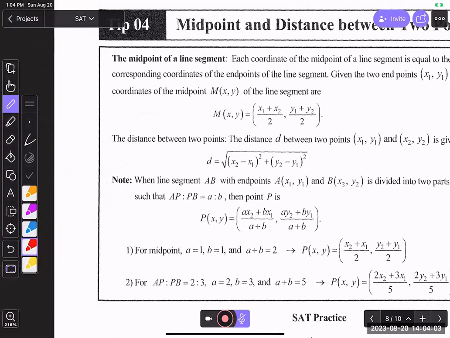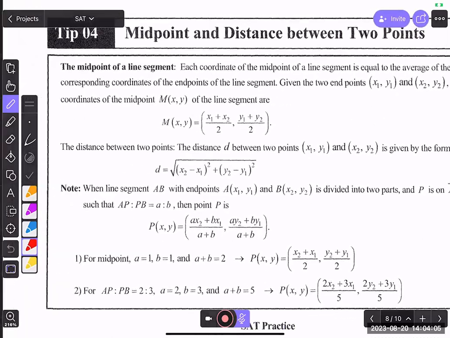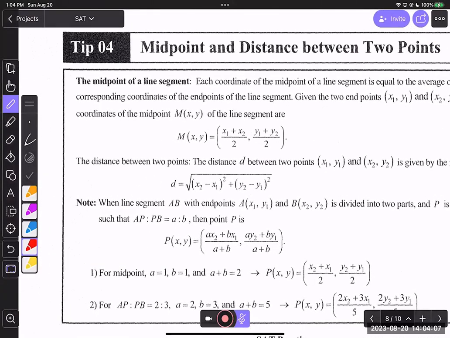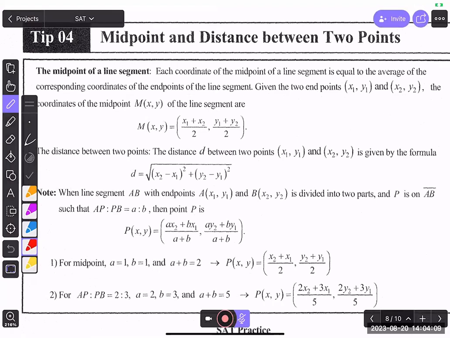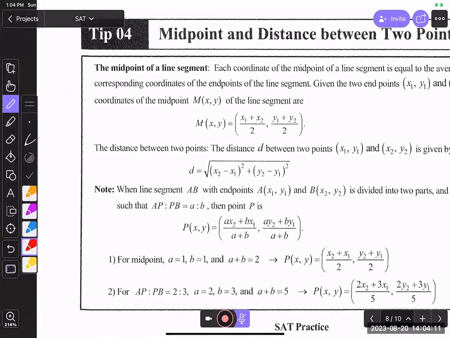Now, if you're told that it's divided into multiple parts or whatever, that's when you start doing weighted averages. But that's when things get a little bit more tricky, to say the least. But yeah, so that's the general idea here.